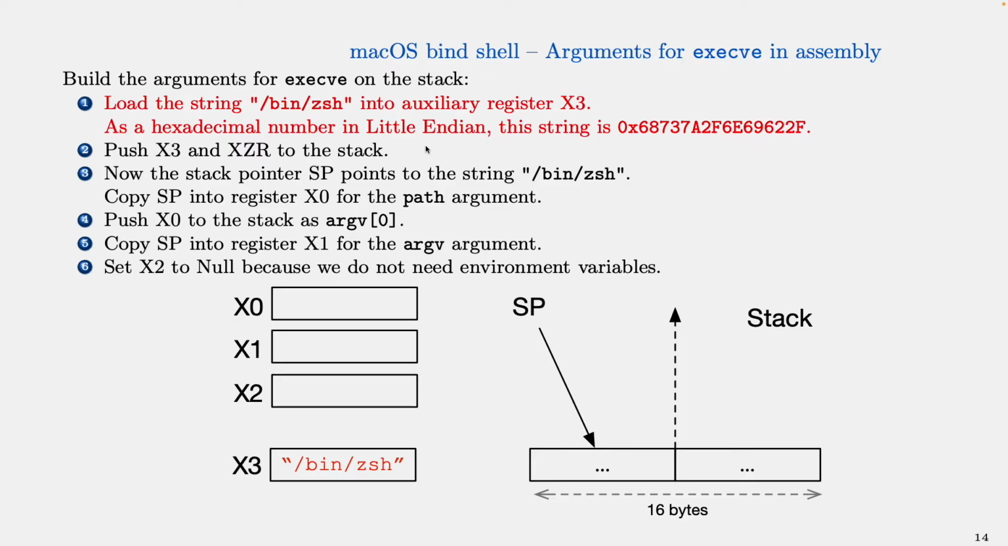The next step, once we loaded x3, we can push it onto the stack together with the 0 register xzr. So we get this entry on the top of the stack now. Since the string /bin/zsh is precisely 8 bytes long, it fills exactly half of the stack entry, and the 0 register neatly fills up the other half with null bytes. The first of these null bytes in the second half of the stack entry is then the required null terminator for our path string here. So that all fits quite neatly together.